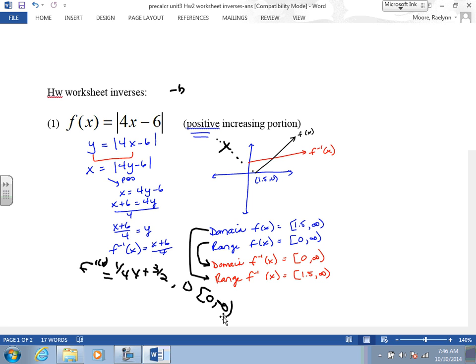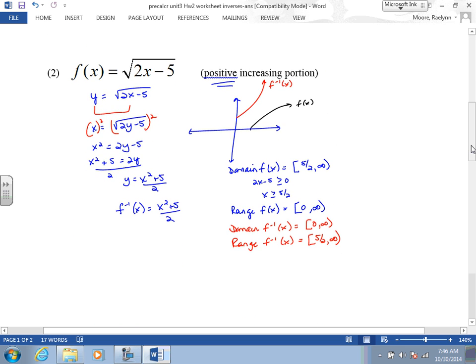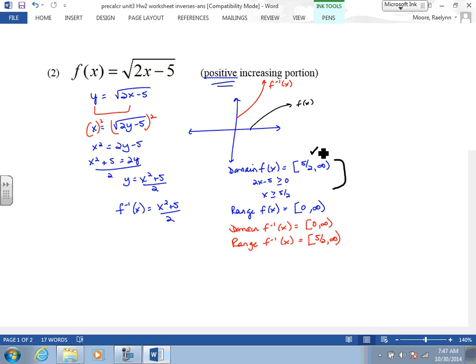Stop me if you have any questions, because this is our focus today. Okay, here's a radical, and this radical automatically has a domain restriction. Automatically your domain is restricted. So set that greater than or equal to 0 and find your restricted domain. That one we have no choice, we have to do that. The problem is, its inverse will be a quadratic. And we definitely have to restrict the quadratic part of it.